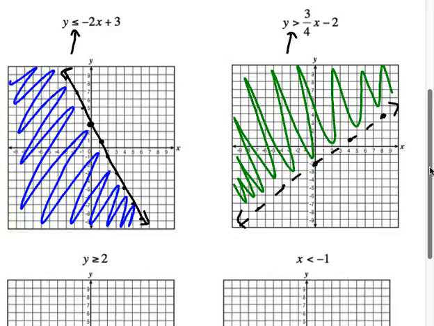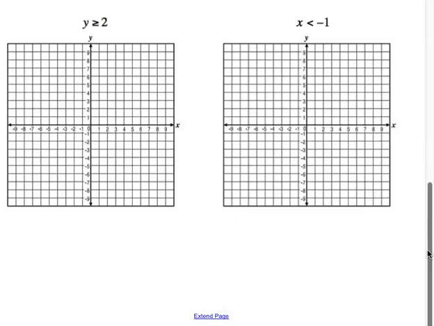There are two special cases that I want you to remember. Here, when I just have y is greater than or equal to 2, whenever you just have y being compared to a number, this is a horizontal line at 2. Specifically, it is a solid line at 2 because it's or equal to. So whenever you just have y compared to a number, think horizontal line. Greater than that line is obviously going to be above.